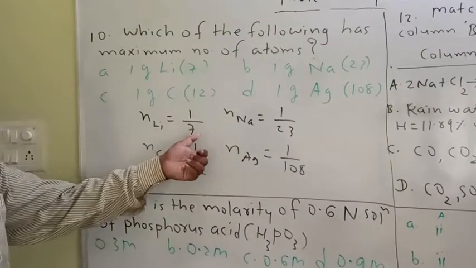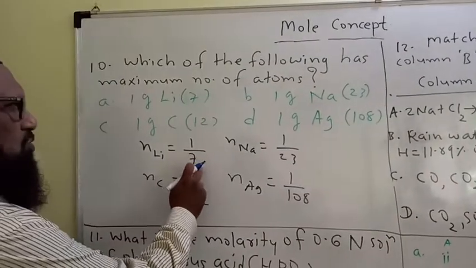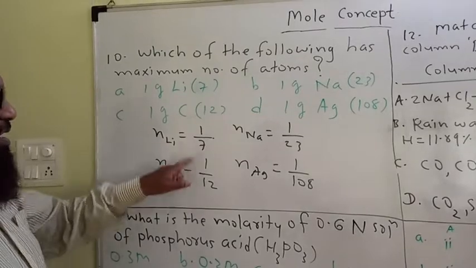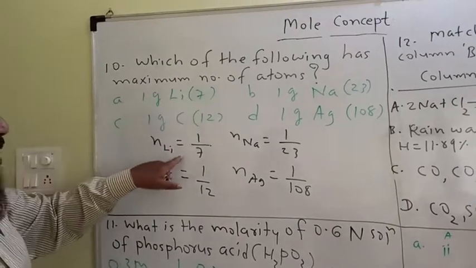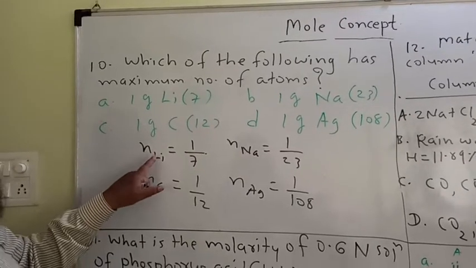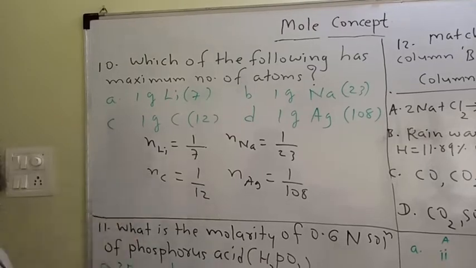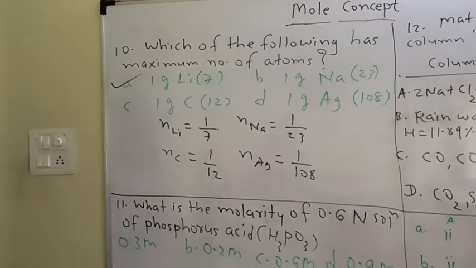Then it is not necessary to solve in detail. Which is the biggest number? This one, 1 by 7. Therefore, the number of moles in lithium is the highest. That's why the number of atoms in lithium is also the highest. Option A is the correct one.